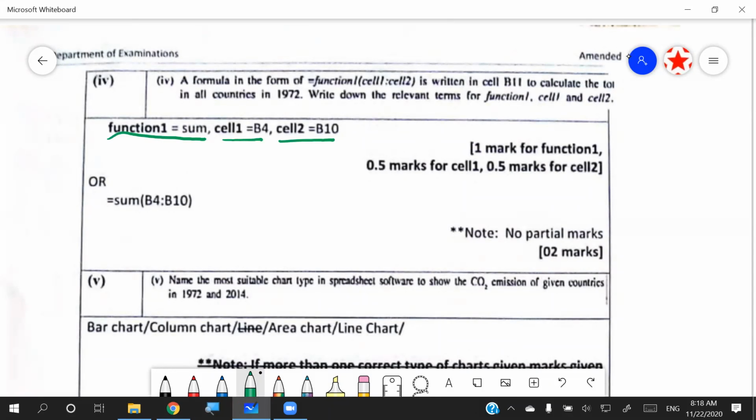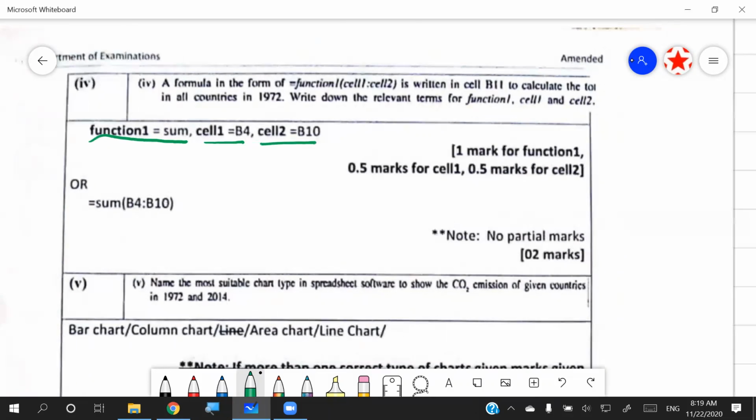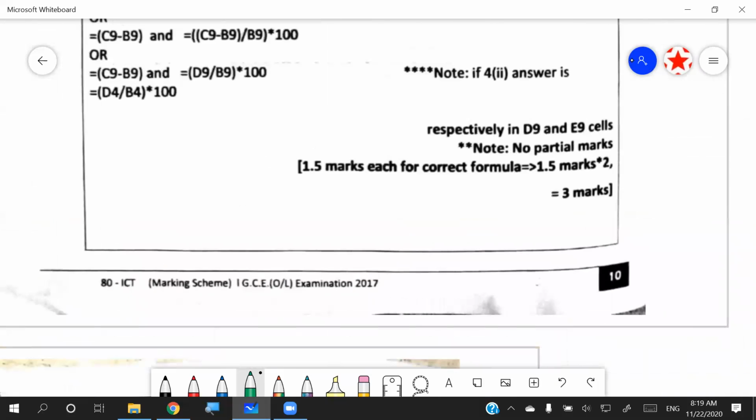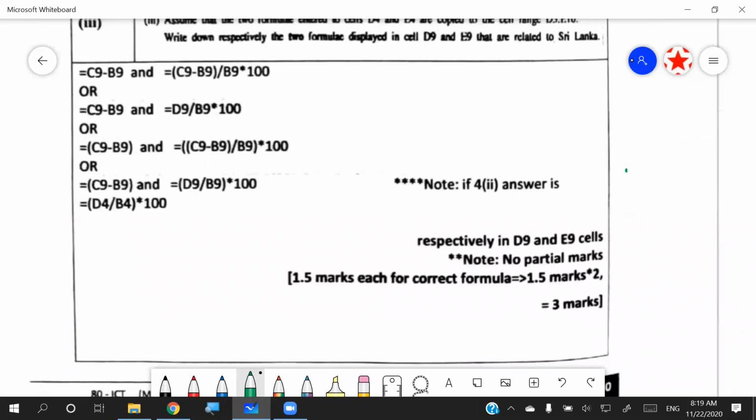Himanadi, can you see it now? Right, great. These are the answers for the third part.